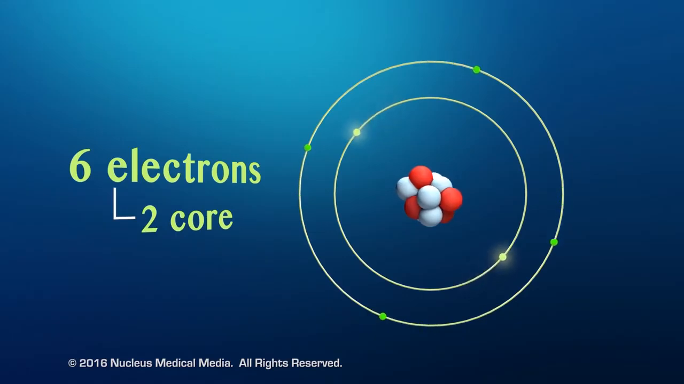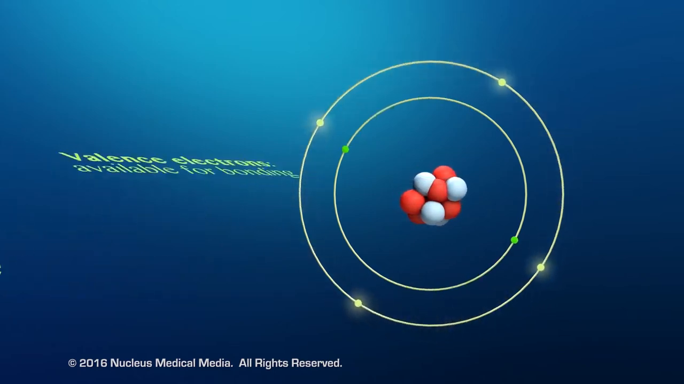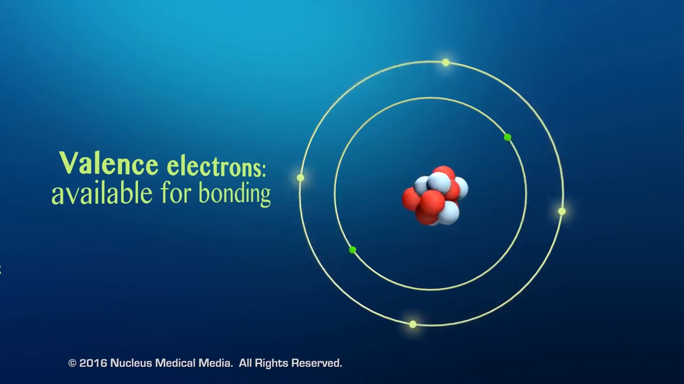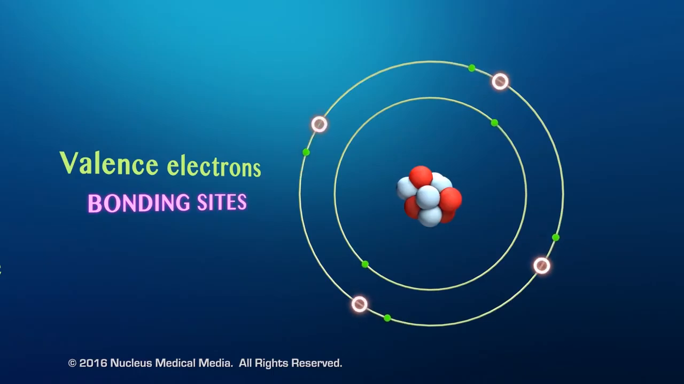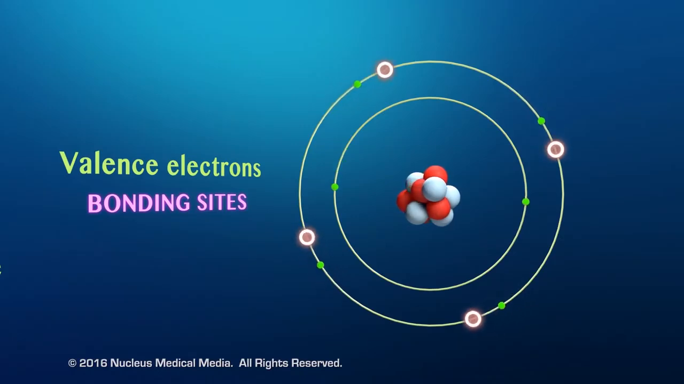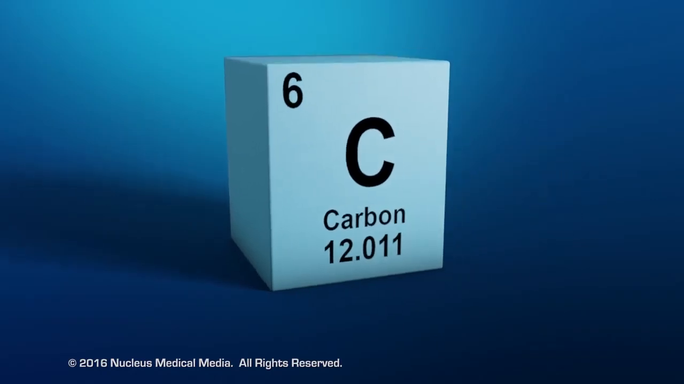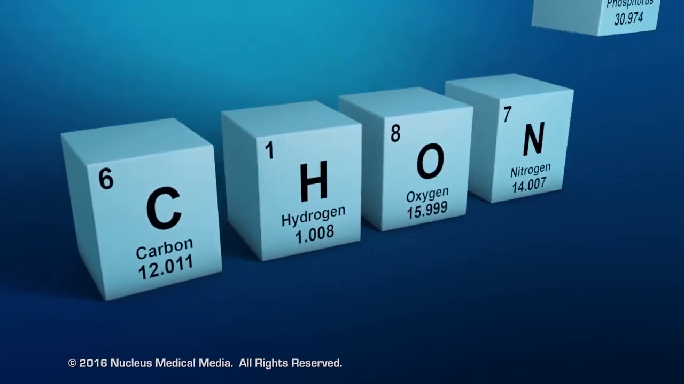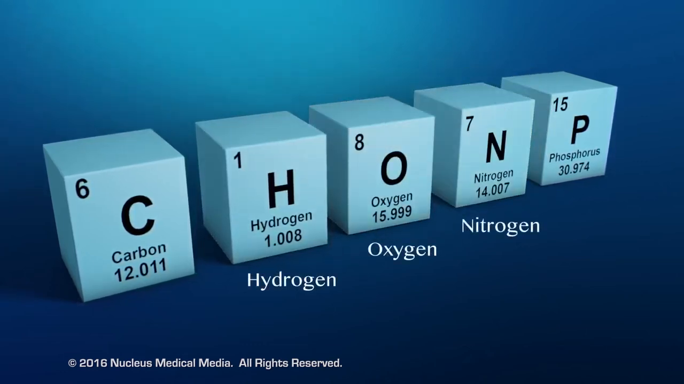2 core electrons are in the first energy level, which means it has 4 remaining valence electrons in the second energy level. Remember, valence electrons are those electrons available for bonding with other atoms. Accompanying these 4 electrons are 4 bonding sites, or 4 places that carbon can form bonds with other carbon atoms or with atoms of other elements. Carbon's 4 valence electrons and 4 bonding sites allow it to form strong covalent bonds with many other elements, including hydrogen, oxygen, nitrogen, and phosphorus.